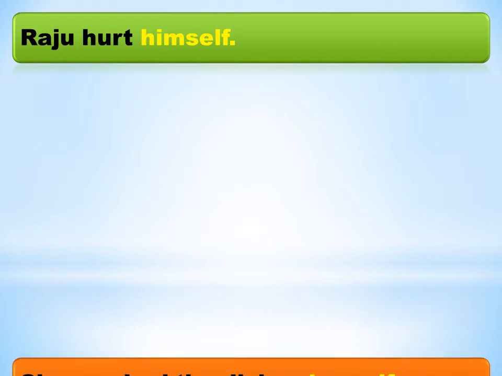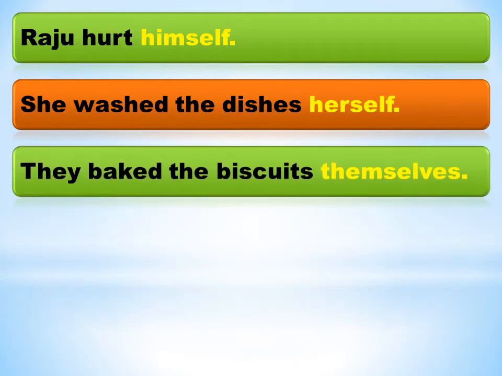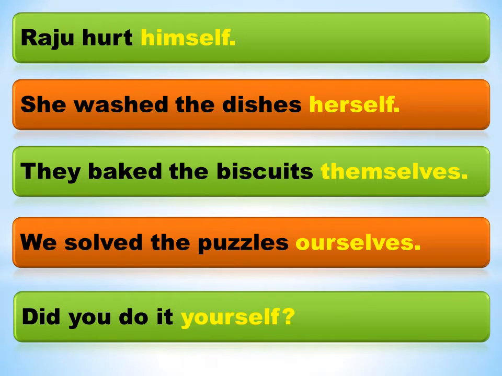For better understanding, let's see some examples. Raju hurt himself. She washed the dishes herself. They baked the biscuits themselves. We solved the puzzles ourselves. Did you do it yourself? Right. Here in these 5 sentences, the words himself, herself, themselves, ourselves, yourself are the reflexive pronouns.